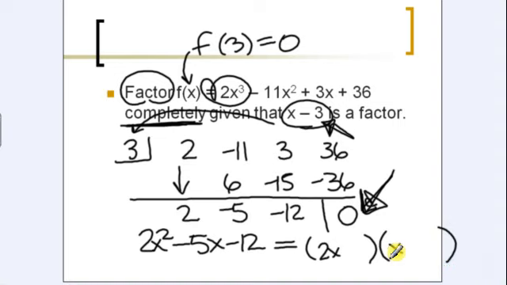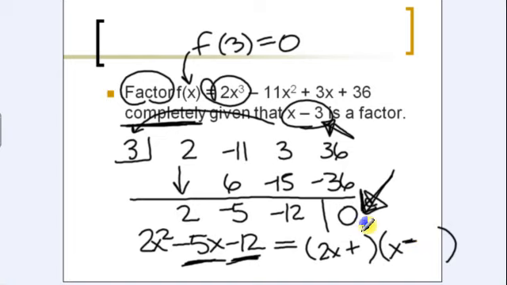Could be 3 and 4, could be 2 and 6, could be 1 and 12, but I need the right combination that will also get me to minus 5x. Now, I do know that I have to multiply them to get a negative number, so I'm going to have a positive and a negative.